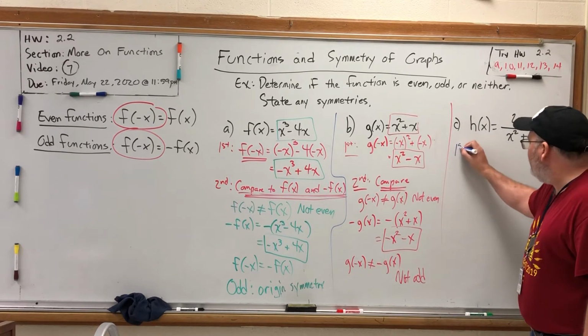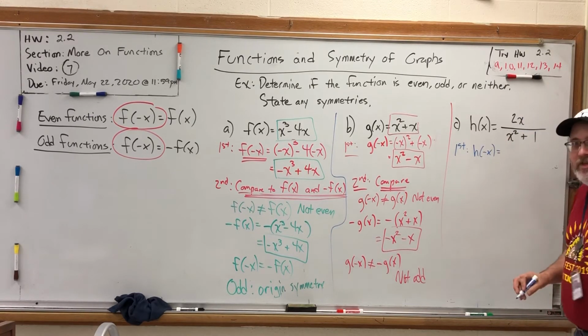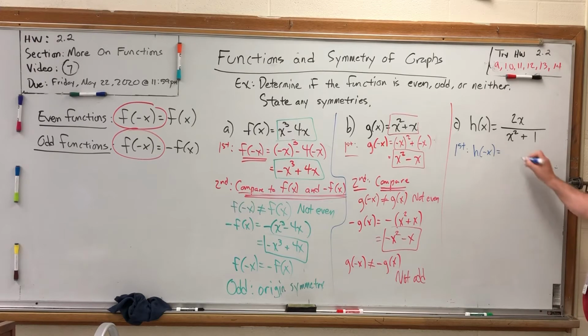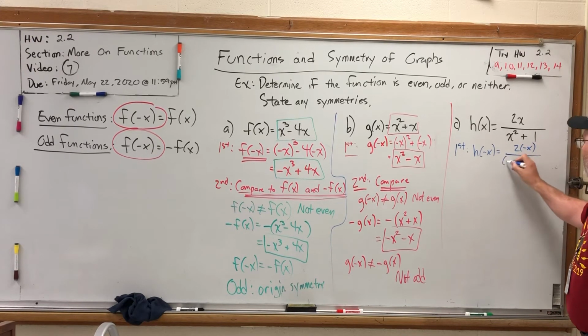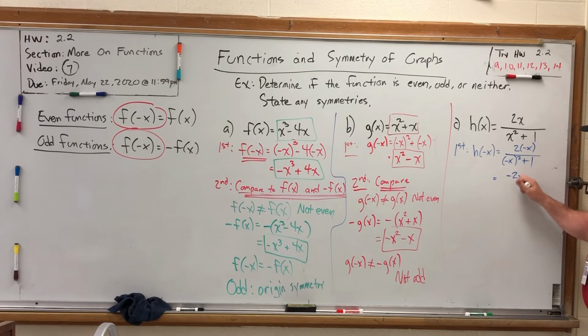Watch what happens if we put in a negative for the x, a negative x for the x. In the numerator, we get 2 times negative x, and in the denominator, we get the quantity negative x squared plus 1, and now we need to clean it up. Upstairs, the negative is preserved. 2 times negative x is negative 2x, but downstairs, the square turns the negative positive. We get x squared plus 1.